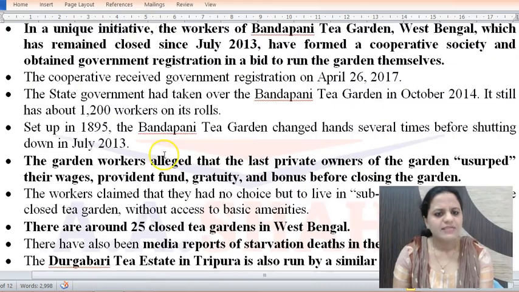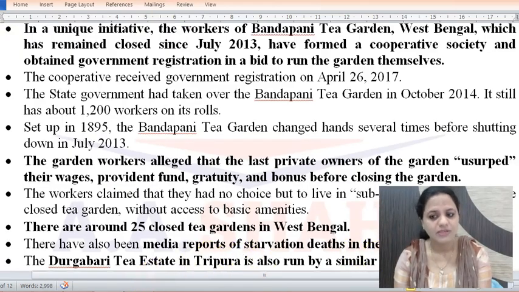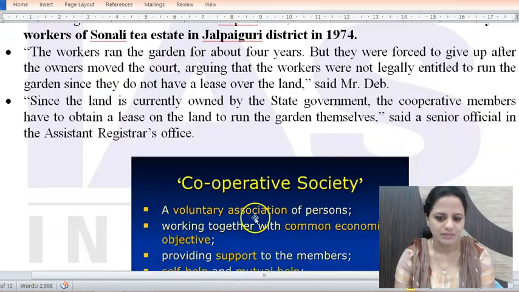Even in various sectors of the economy, sectoral functioning is important. You should know what the problems in the tea estates are. They are not viable. The tea estate owners have left them, but the workers' issue still remains because they are dependent on work in these tea estates. The workers here are even alleging that the last private owner of the garden usurped their wages. They did not pay their wages, provident fund, gratuity, even bonus before closing the garden. So this is the state of the workers here.